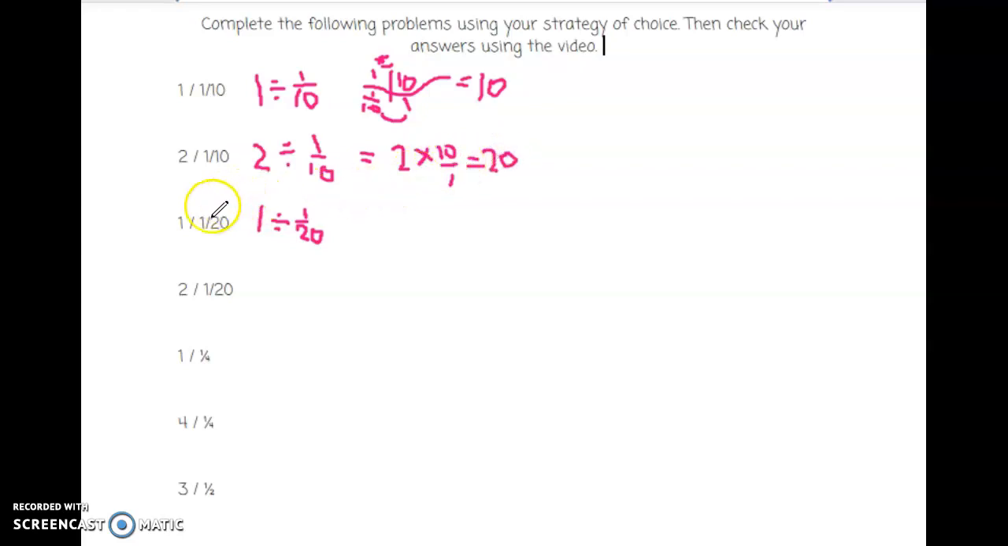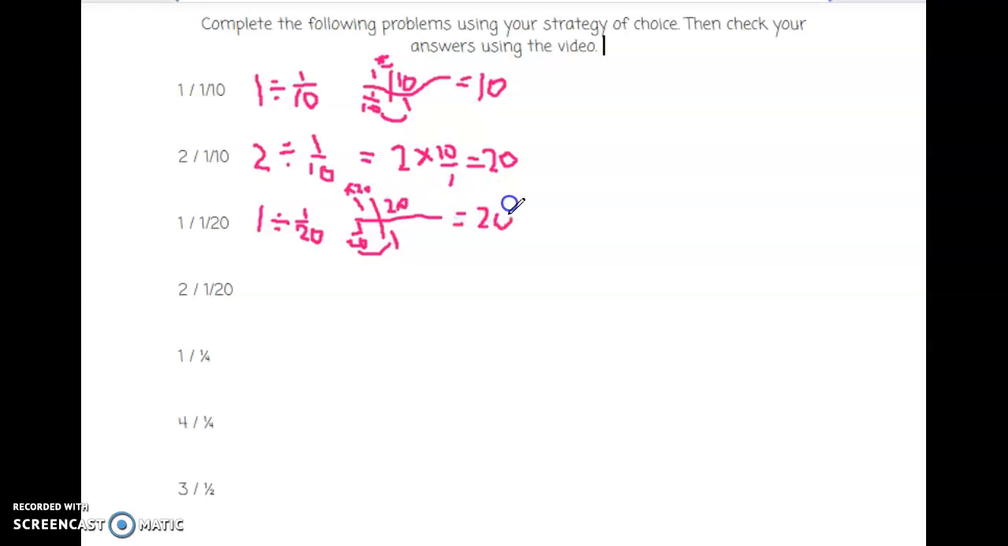Moving on, 1 divided by 1/20. You do the ratio table method. You're going to go 1 over 1/20. You're going to multiply this bottom one by 20 to get 1. So you have to multiply the 1 by 20. And your answer is 20.